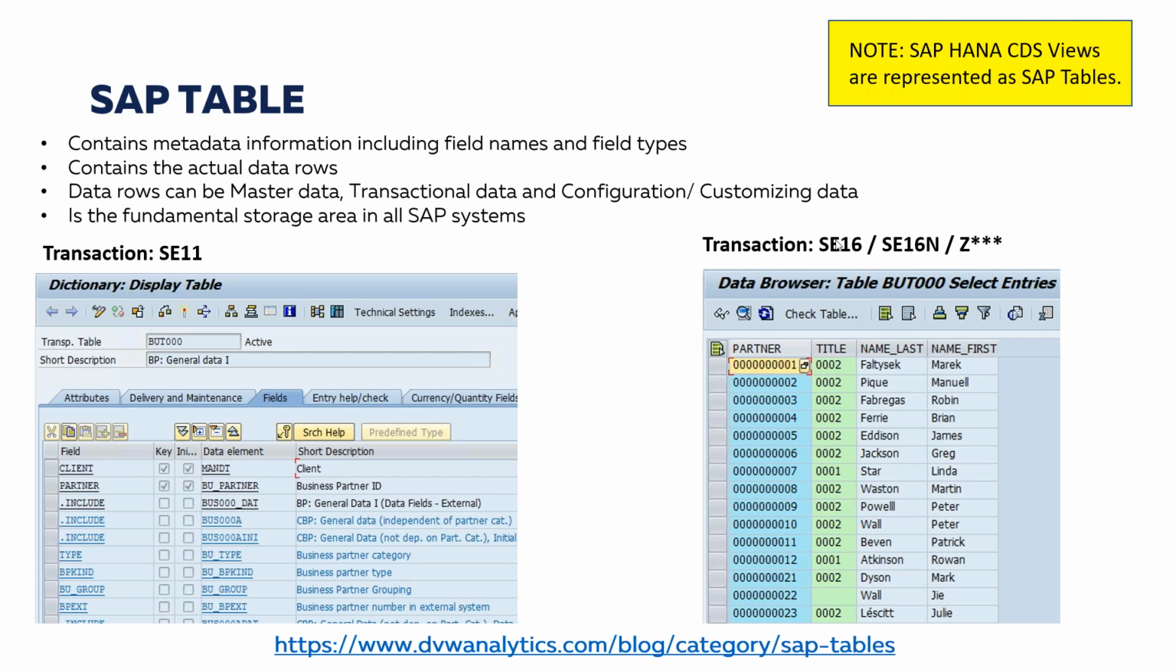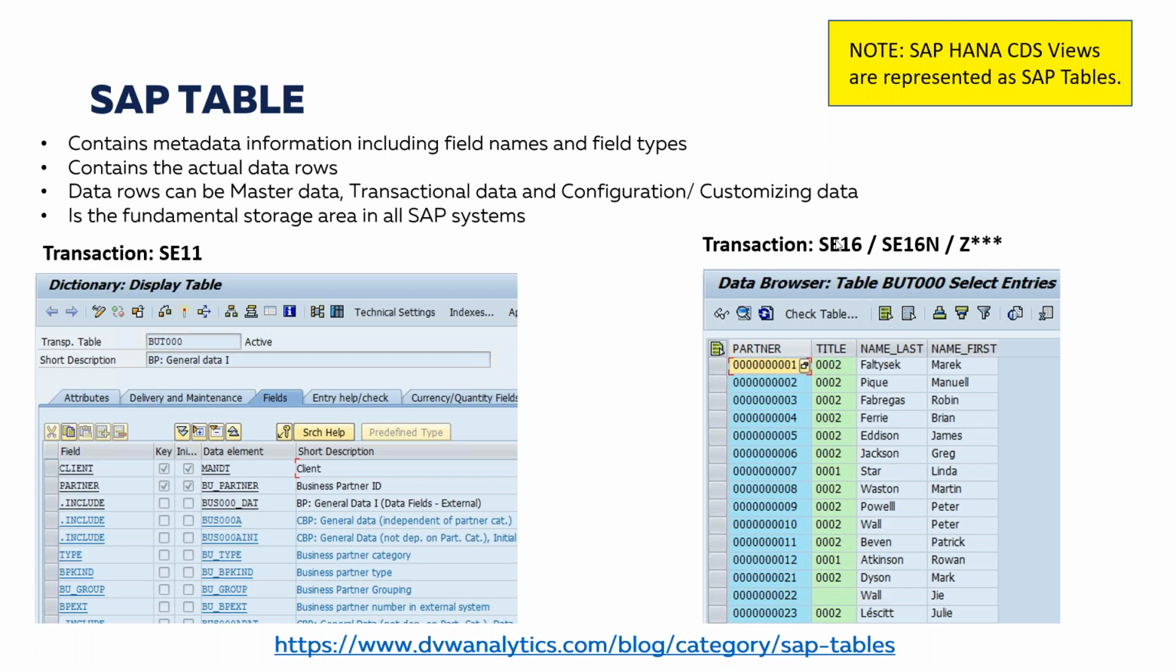So let's start with the SAP table. The SAP table contains all the metadata information associated with a particular table, including the field names, the field types, the field length, and so on. And the SAP table contains the actual data rows themselves. These data could be, as I mentioned previously, master, transactional, or configuration data. And regardless of the SAP system you're working with, it's the fundamental storage area in all SAP systems.